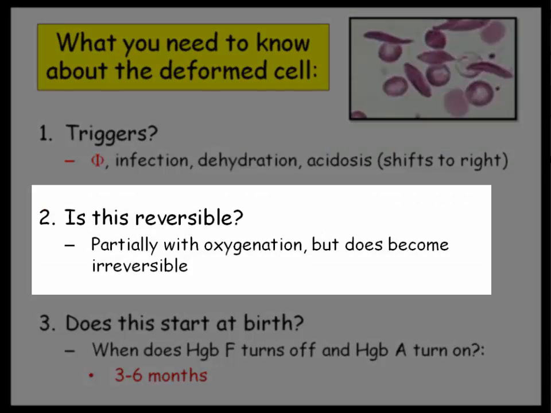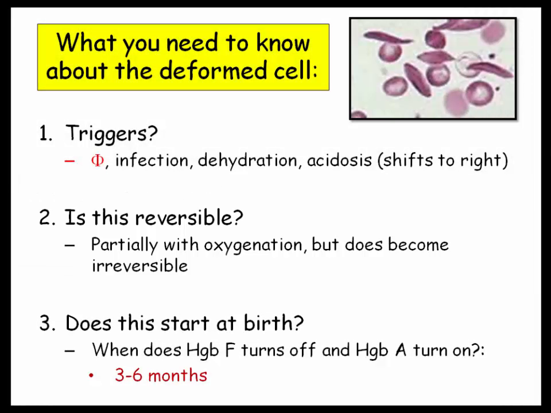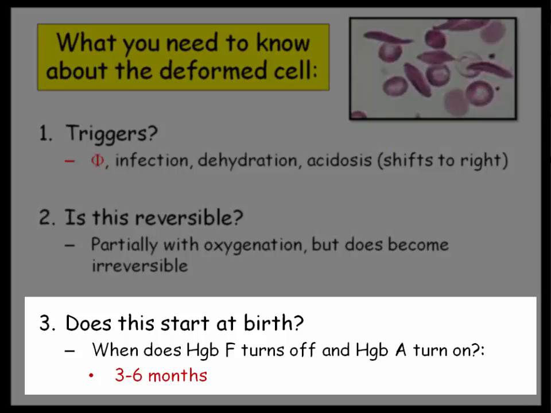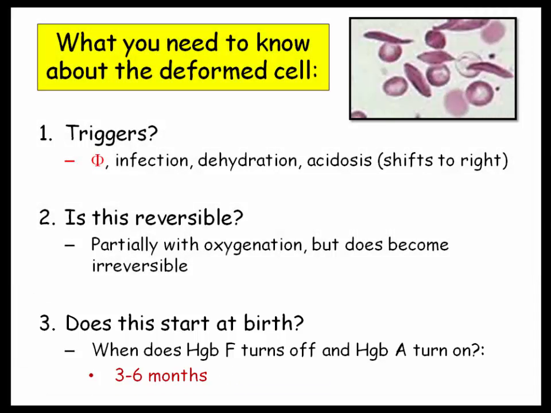2, is this reversible? Answer is yes. It's partially reversible when oxygenation is restored up until the point of no return. There are going to be consequences with that irreversibly damaged cell. 3, so this is a nifty concept. When does it start? The real question is when we turn off hemoglobin F and turn on hemoglobin A. The answer is at 3 to 6 months. That is, the patient isn't noted at birth with polymerization or sickling issue. I'll illustrate this concept on the next slide.